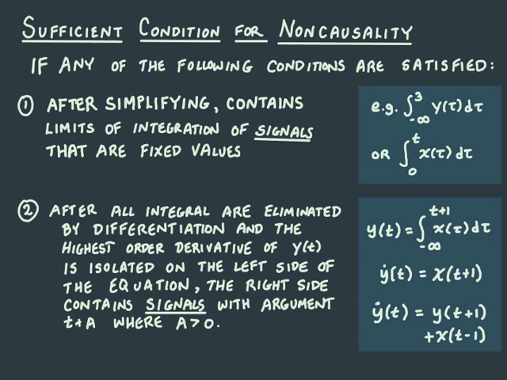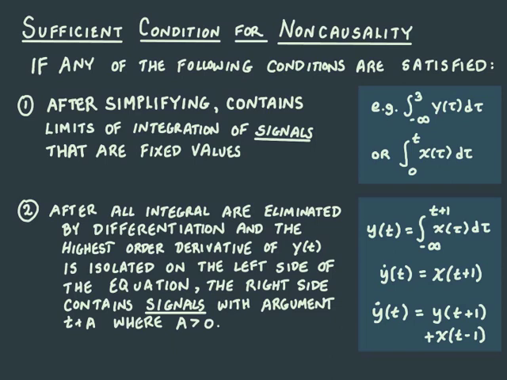So for example, suppose you're given the first equation on the right-hand side here, y of t equals the integral from minus infinity to t plus 1 of x of tau d tau. You have an integral on the right-hand side, and we need to eliminate it first before we apply this condition. So we take a derivative of both sides, which gives us the second equation, y dot of t equals x of t plus 1. Now x is a signal, and the argument of x on the right-hand side is t plus 1. Here the 1 is greater than 0, and so this equation is non-causal.